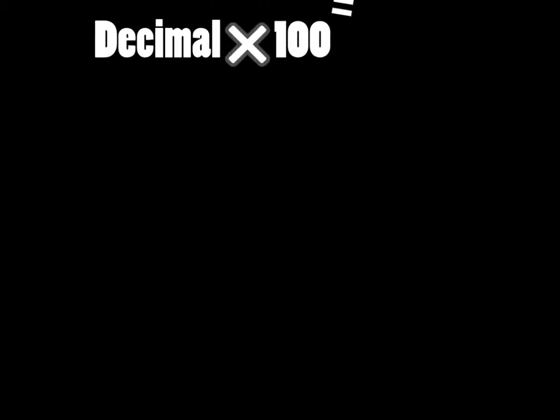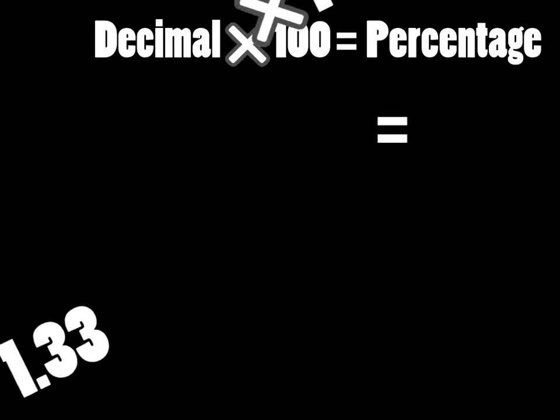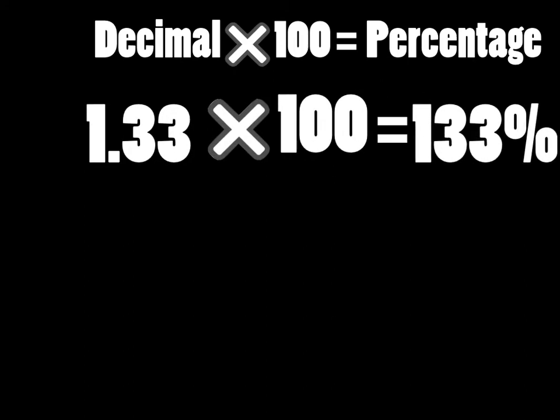Now, I should show you how to convert decimals to percentages and fractions. All you have to do to convert decimal to percentage is multiply the decimal by 100, and you should receive the percentage. An example is 1.33. To get the percentage, as I've just mentioned, I multiplied by 100, and you should receive 133%.